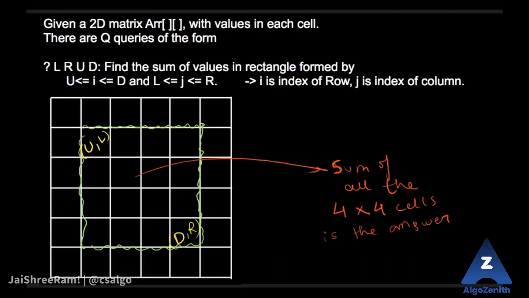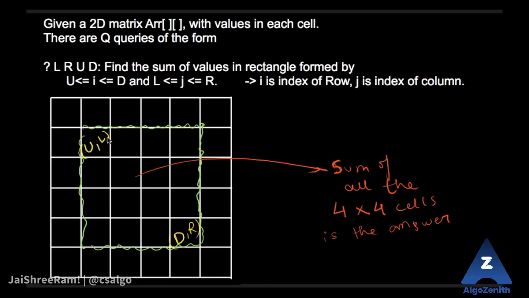Hi, in this video we'll be talking about a nice problem solving idea. So the problem says that you're given a 2D matrix ARR with the values in each cell. There are some initial values and you need to answer Q queries of the form L, R, U, D. So in short, this basically means that you need to find the sum of the rectangle formed by this L R U D or this coordinate that is given to you.